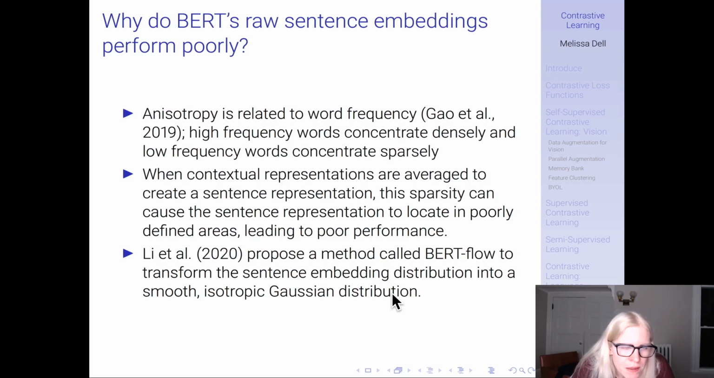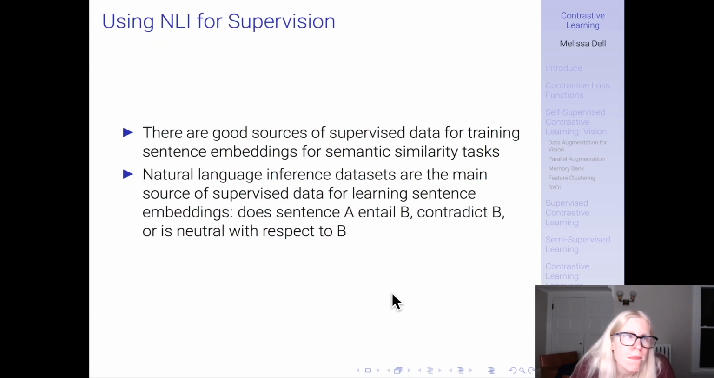And so there's this method called BERT flow, where they try to transform the sentence embedding distribution into a smooth isotropic Gaussian distribution. The approach that has taken off even more is just to utilize the fact that we have good sources of supervised data for training sentence embeddings for semantic similarity tasks. So natural language inference data sets are the main source of supervised data for learning sentence embeddings. So does sentence A entail sentence B, contradict B, or is it neutral with respect to B?